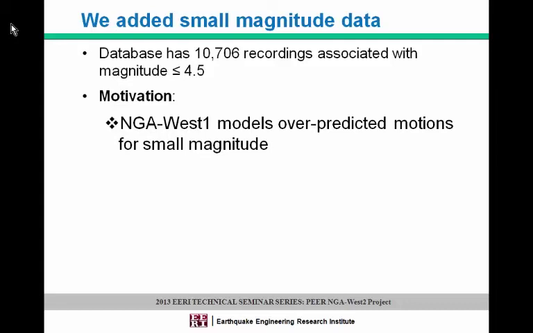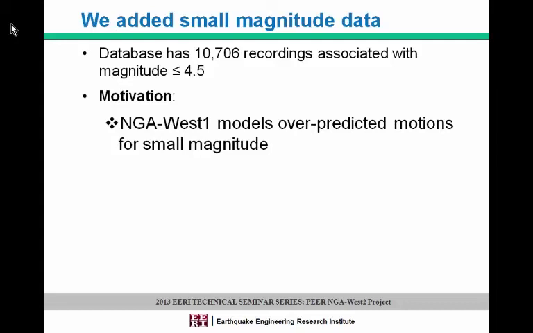Why did we add so many thousands of small magnitude data from California? 3 different reasons. The main one is that literally after a month or so that we finished NGA-West1, we heard from our friends and colleagues, especially in Europe, that they compared our NGA-West1 models with small magnitude data. Remember, most of the world doesn't have magnitude 7 and 8. They have magnitude 3 and 4.